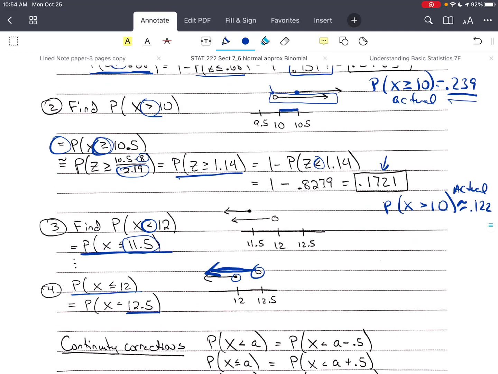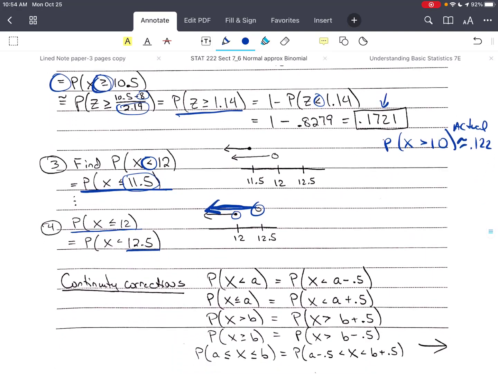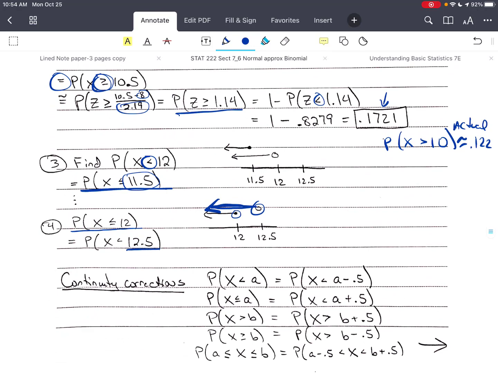Okay? So here are the rules for the continuity correction. I've given you the actual rules. A and b are just constants. So if it's x less than a, then we make it x less than, and we subtract 0.5 from a. If it's less than or equal to, we add 0.5 to a. If it's greater than b, then we add 0.5 to b. If it's greater than or equal to b, we subtract 0.5 from b.